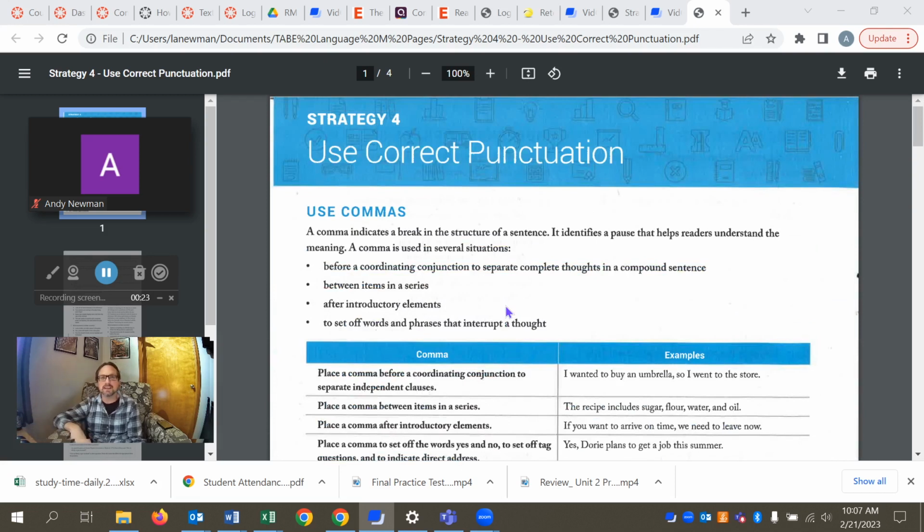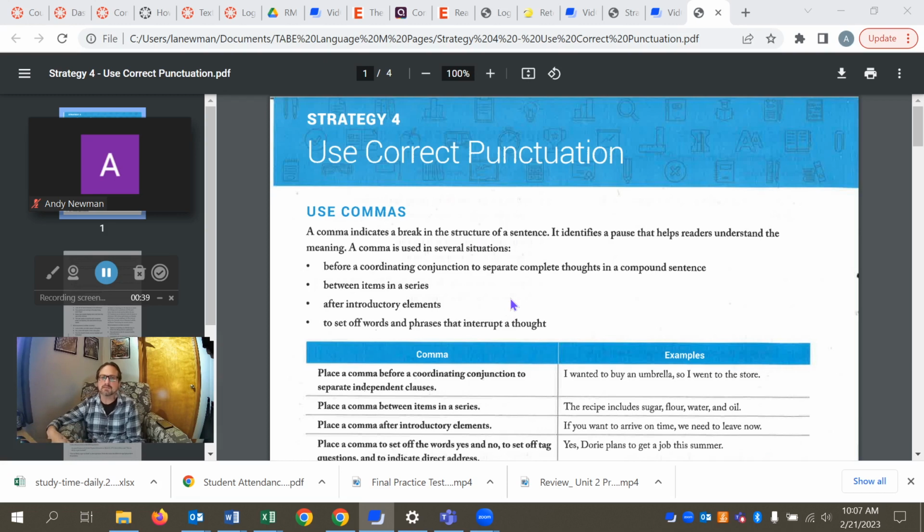And again, open the scan. If you don't have a paper copy of the book, go to the Files section here in Canvas and look for the folder that says TABE Language M Pages and open Strategy 4. Okay, let's just dive into it.